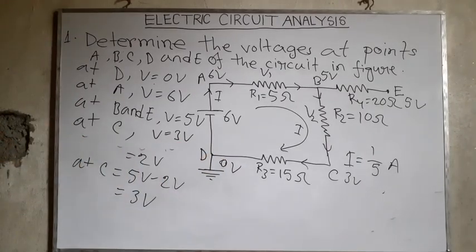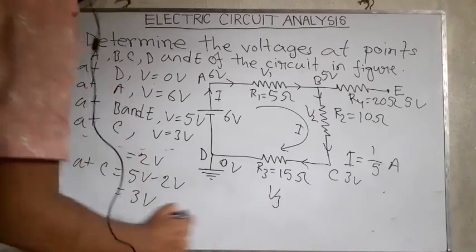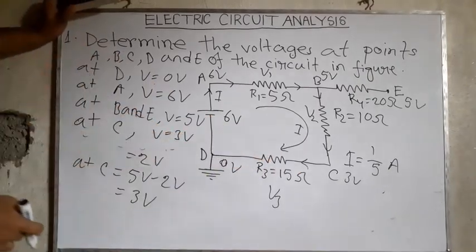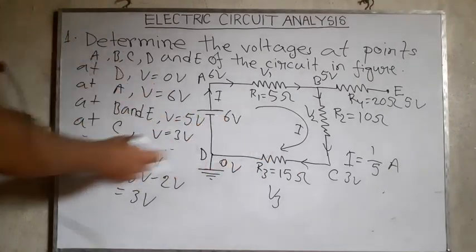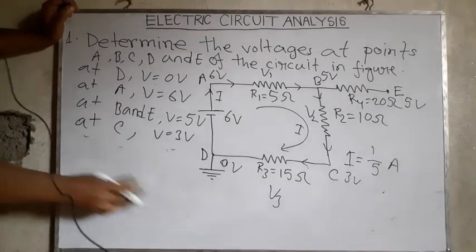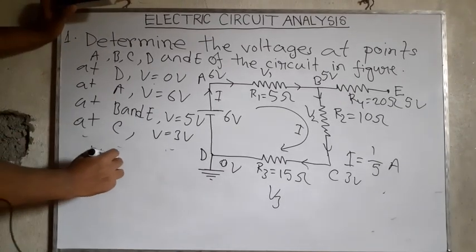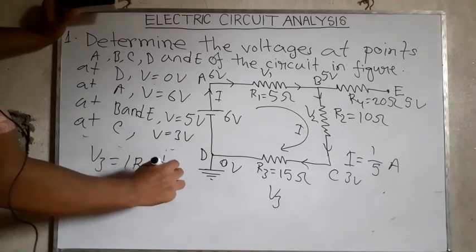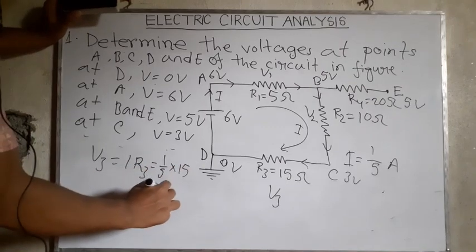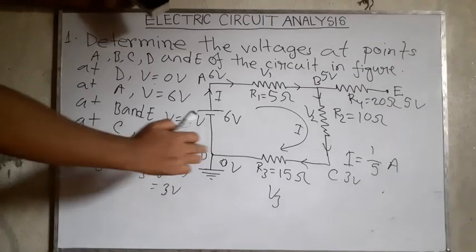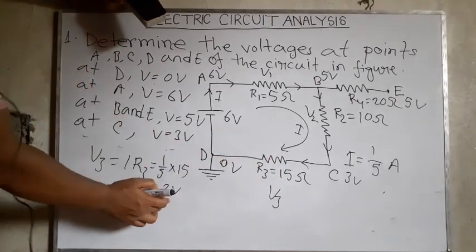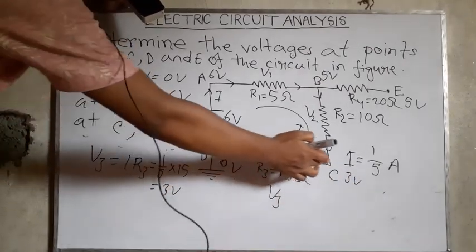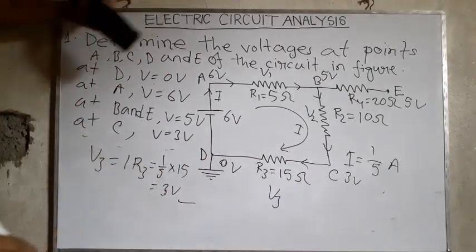And for the potential difference V3, we can verify this by Ohm's law. Here the current flow is 1 by 5 and the resistance is 15 ohm. Therefore, the potential difference V3 is equal to I into R3. This is equal to 1 by 5 into 15, which is equal to 3 volt. That is, the potential drop at resistance R3 is 3 volt. At point C the potential or voltage is 3 volt and at D 0 volt. That is, the potential difference is 3 volt. This is verified by Ohm's law.